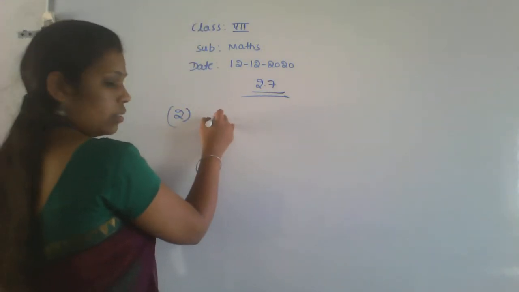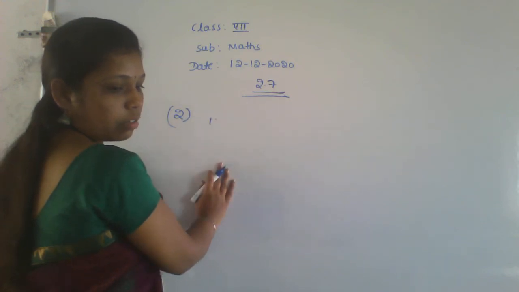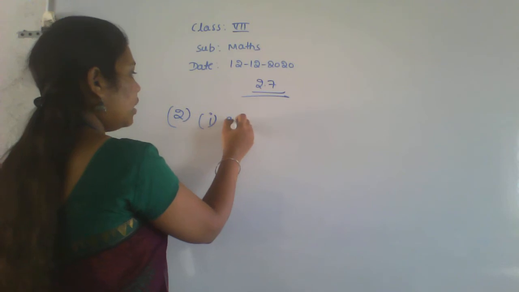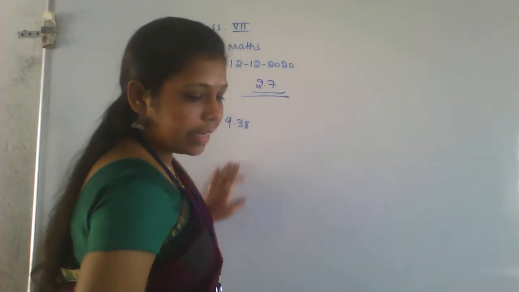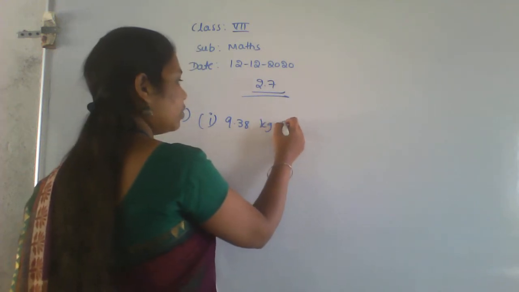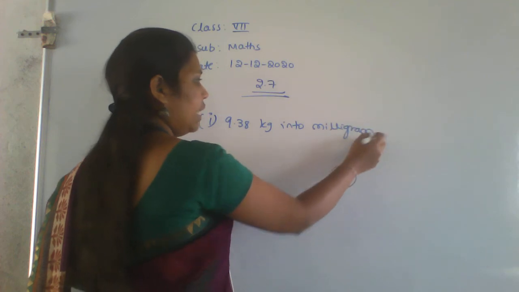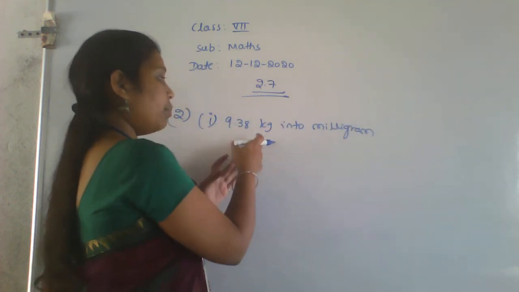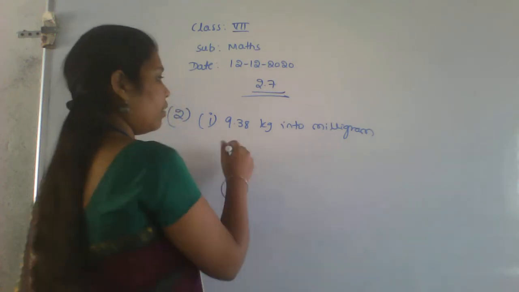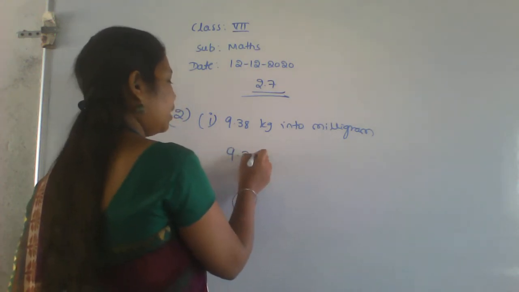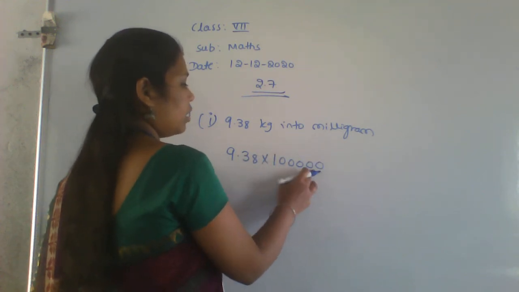Second main. Yeah, first one. 9.38 kg into milligram. Milligram is the last one, which means it is bigger to smaller. Bigger to smaller means we have to multiply. So here 9.38 is multiplied by 10 lakh.